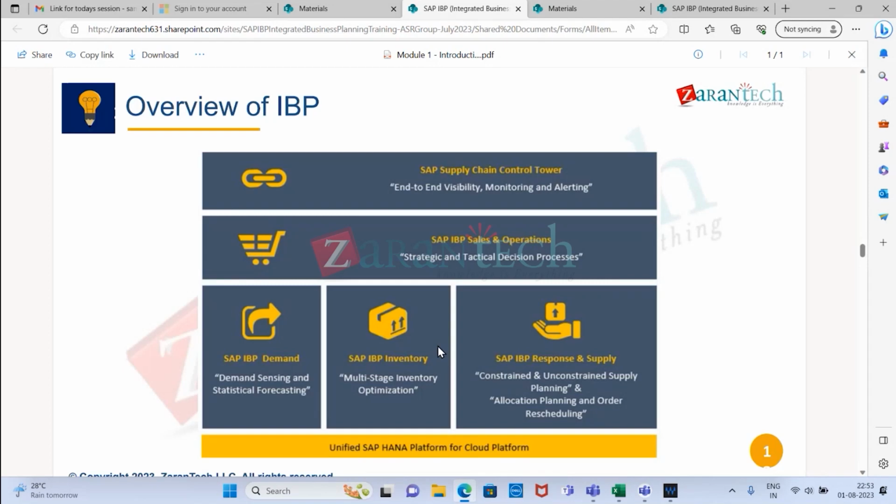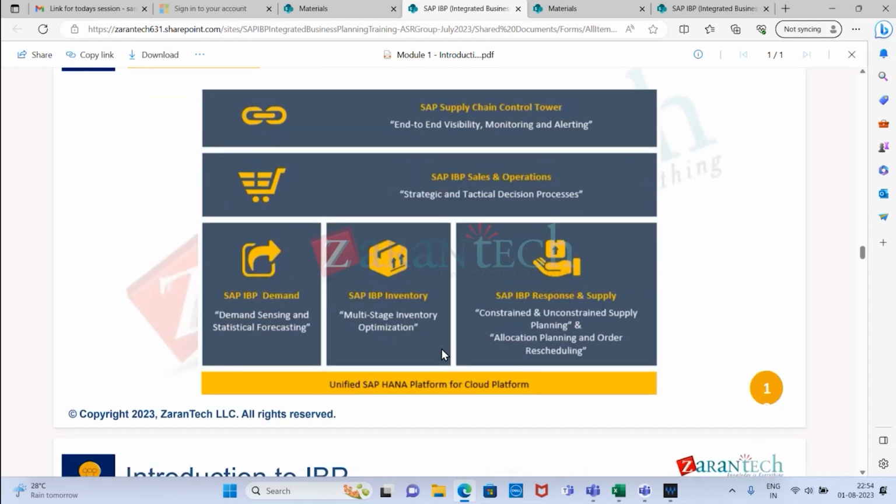Okay, so I think we have seen this diagram even before. This is the same diagram of IBP, wherein you see the IBP demand, IBP inventory, IBP supply, and the integrated response, that is managing or checking the demand versus supply gap. Then strategic and tactical decision process, and end-to-end visibility, which is part of the supply chain control tower.